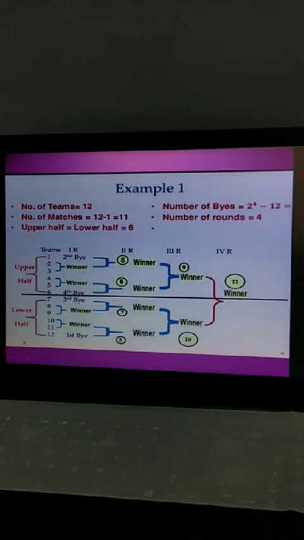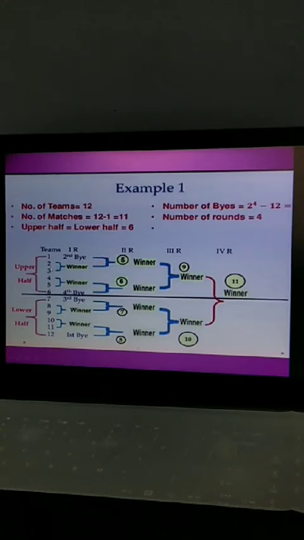Now, how we can make the fixture. The total number of teams is 12. We divide it by this center line. We can see we have divided the teams into two halves: 6 teams in the upper half and 6 teams in the lower half. Now the distribution of byes. 4 byes are there, so the first bye will be given to the bottom team, the second bye will be given to the top team of the upper half, the third bye will be given to the first team of the lower half, and the fourth bye will be given to the last team of the upper half.